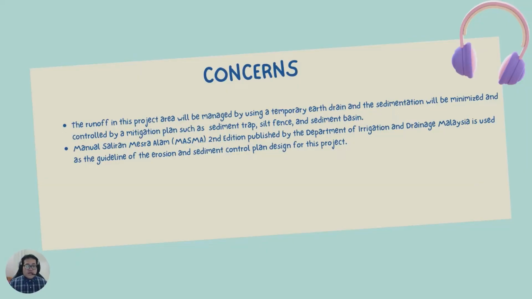The first one is the runoff in this project area will be managed by using a temporary earth drain, and the sedimentation will be minimized and controlled by a mitigation plan such as sediment trap, silt fence, and sediment basin. So the next one is the Manual Saliran Mesra Alam MASMA second edition, published by the Department of Irrigation and Drainage Malaysia, which is used as the guideline of the erosion and sediment control plan designed for this project. So our concern is that we need to use these guidelines to tackle these erosion problems.